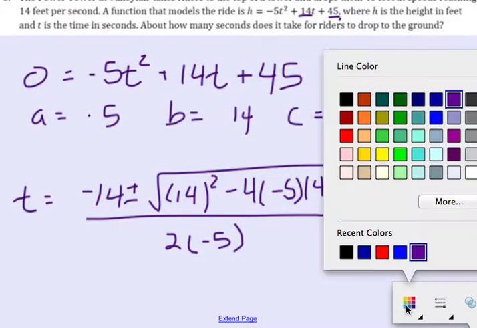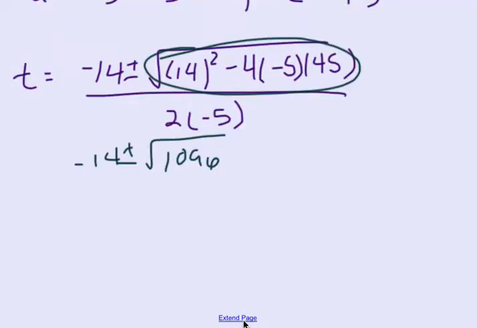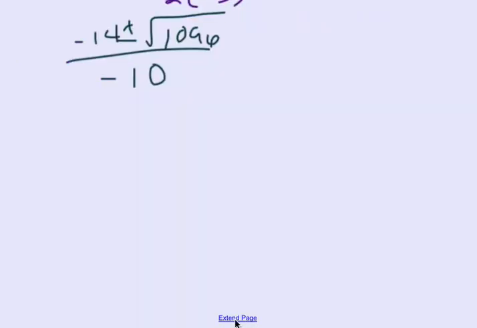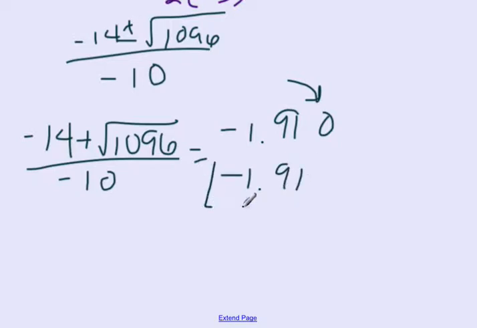So the first thing I want to do is simplify what's underneath the radical. So in my calculator, I'm going to do 14 squared minus 4 times negative 5 times 45. And when I do that, I get the square root of 1,096. And then I'm going to divide that by negative 10. So now I want to split it up and do my two versions. So I'm going to do negative 14 plus the square root of 1,096, and then I'm going to hit enter and divide that by negative 10. And when I do that, I get negative 1.910. Since my third number is below 5, I can just leave it as is, and I don't have to worry about rounding up.